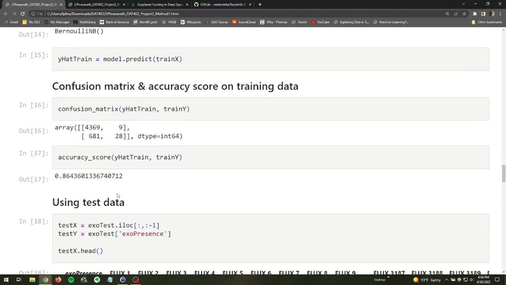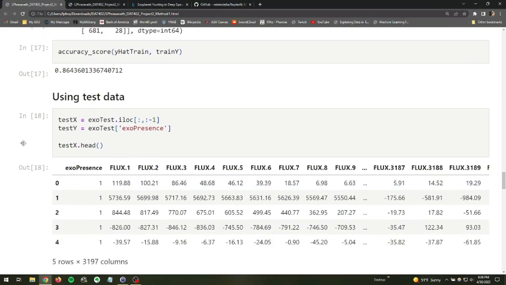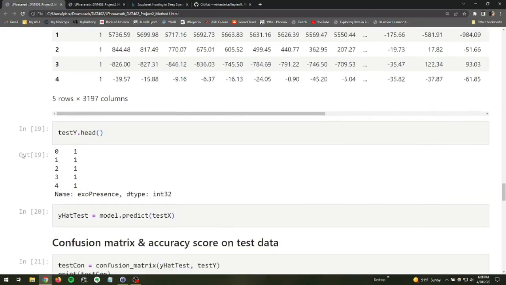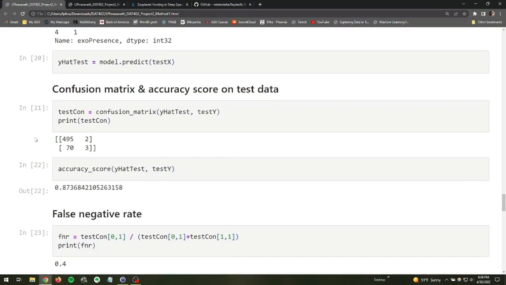So our accuracy score is about 0.86, which isn't too shabby. So now we're going to apply this model with the test data to have it predict the test values. And here is our confusion matrix and accuracy score on the test data. So our accuracy score here is about 0.87, which interestingly is higher than the accuracy score on the training data.